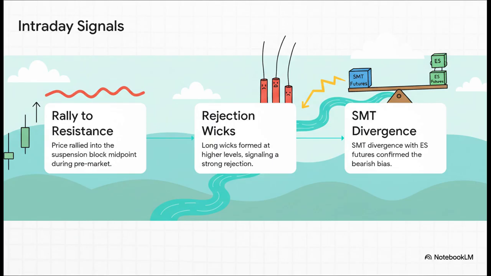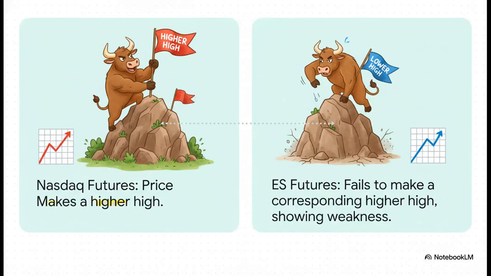You see those long wicks on the candles? That's a classic sign that sellers are just smacking down any attempts by buyers to push higher. And the final piece of the puzzle was an SMT divergence against the S&P 500 futures, which basically confirmed broad market weakness. And this is where you see that final piece click into place perfectly.